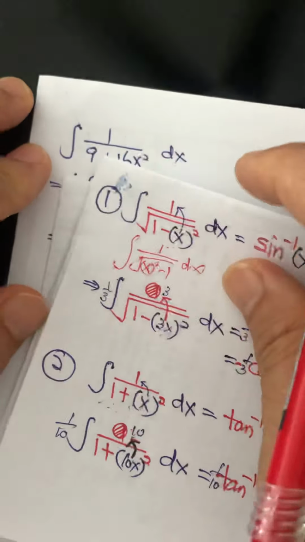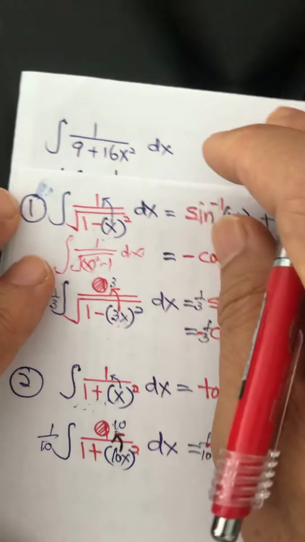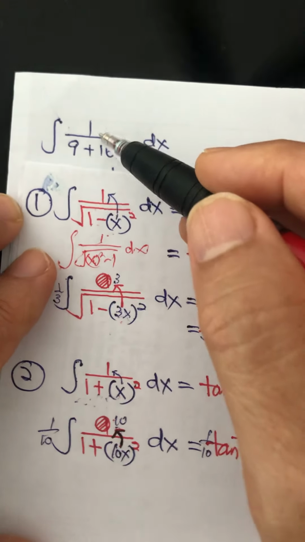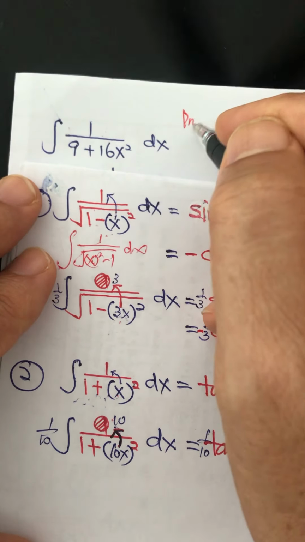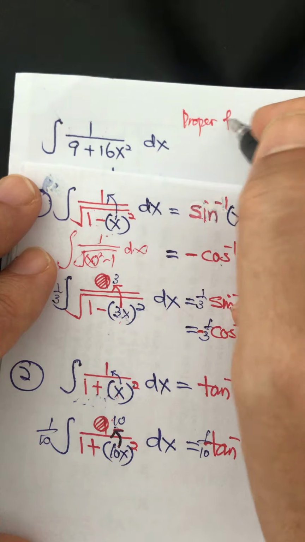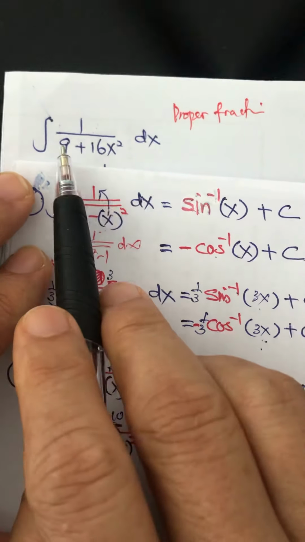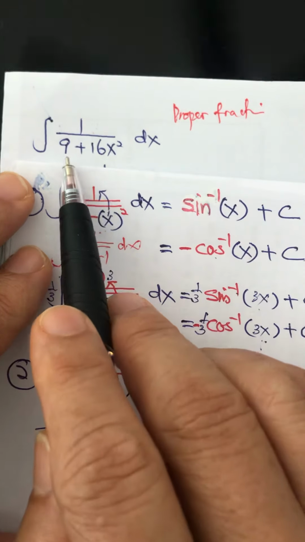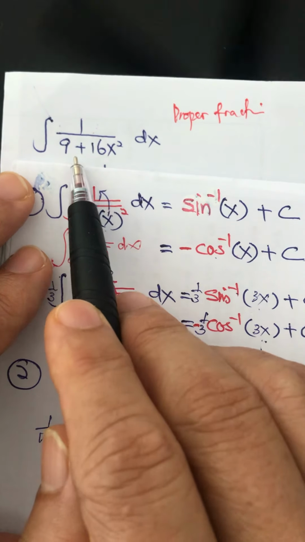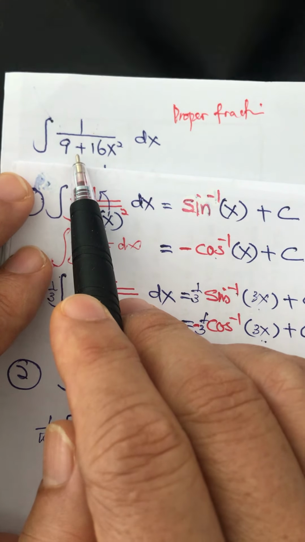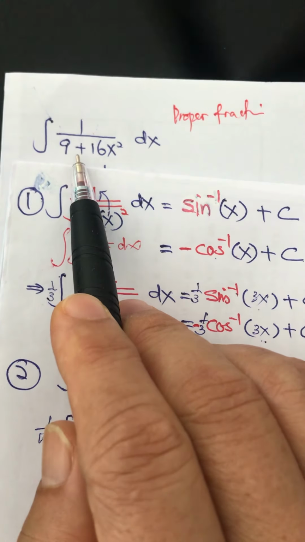Okay, now after that you look at this one. Now look at this one. This is a fraction. This fraction is a proper fraction. So we can integrate. It's a proper fraction, we don't have to do long division. But can you factorize? Cannot. Unless this is negative, then you can factorize. Though cannot factorize, you cannot use partial fraction.